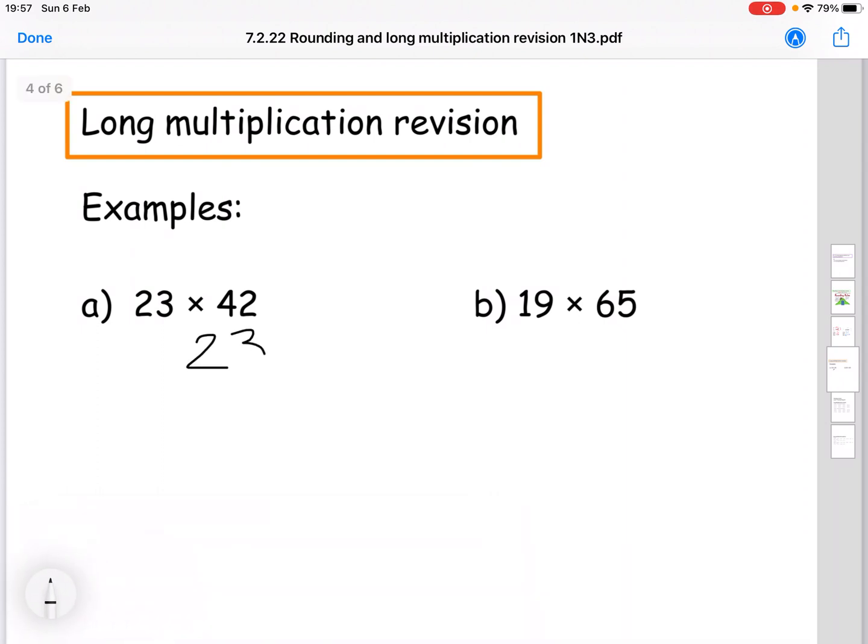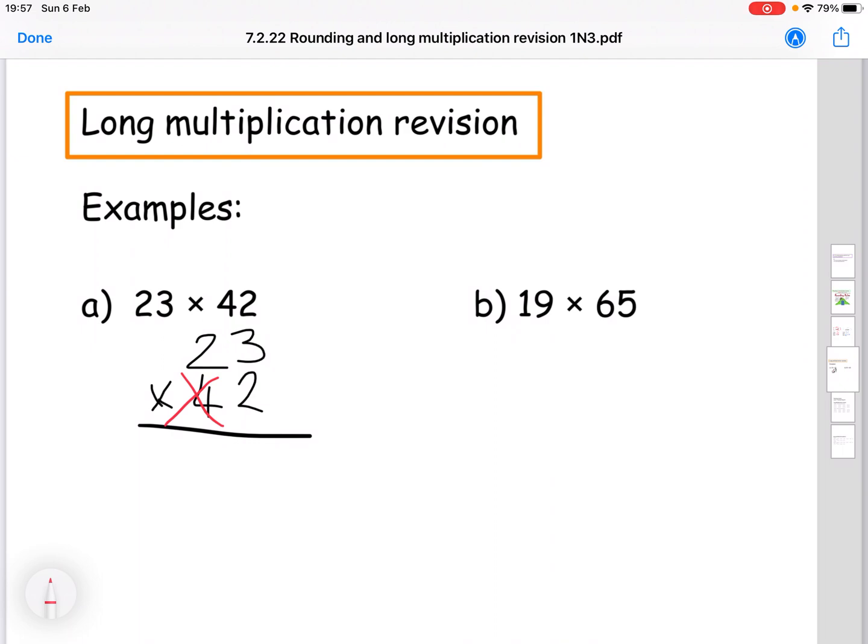So the first thing we want to do is write those numbers out in a proper sum. Some of you call it a chimney sum, an upstairs downstairs sum, a double-decker sum, whatever you call it, as long as your units and your tens are lined up underneath each other. I don't mind what you call it. So what we're going to do here is we've got 23 times 42. So first of all, we pretend that the 4 is not there. So just pretend for a minute that the sum is 23 times 2.